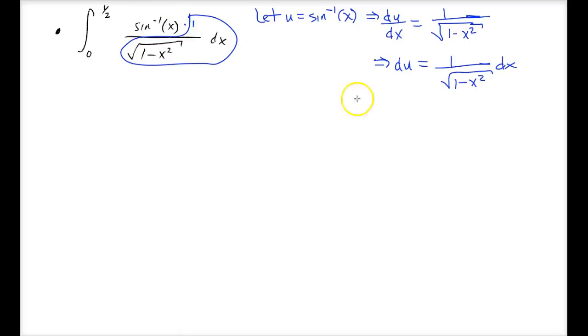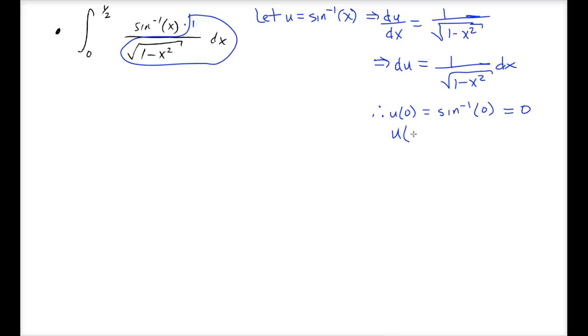In addition to that, we also need to do the limits of integration here. So in looking at this, we also know that u sub 0 is going to be sine inverse of 0, and that will just end up being 0.